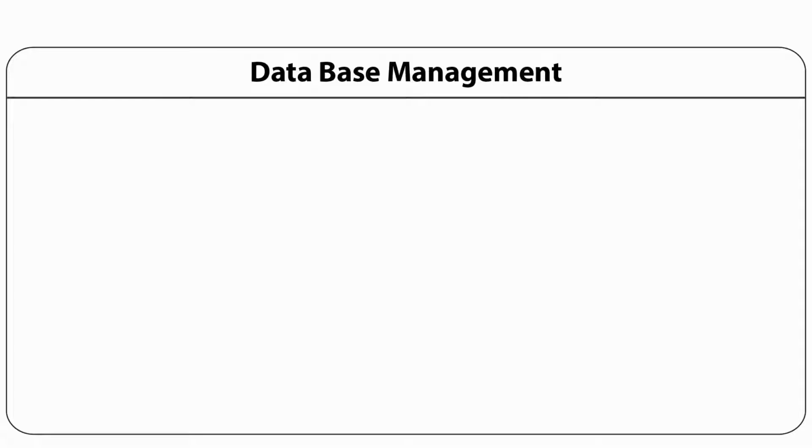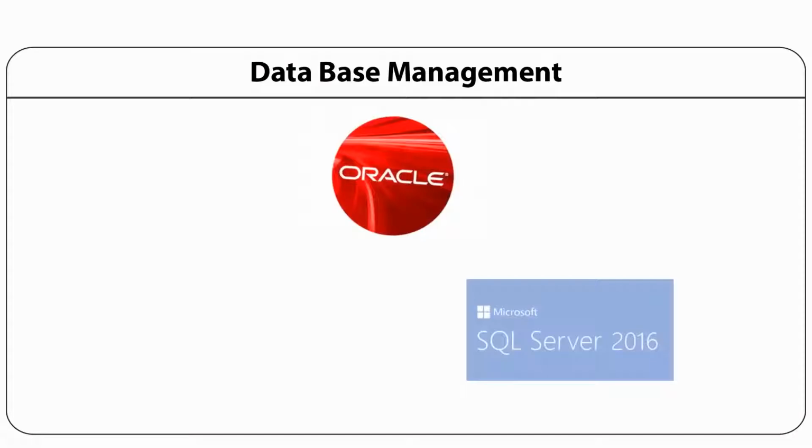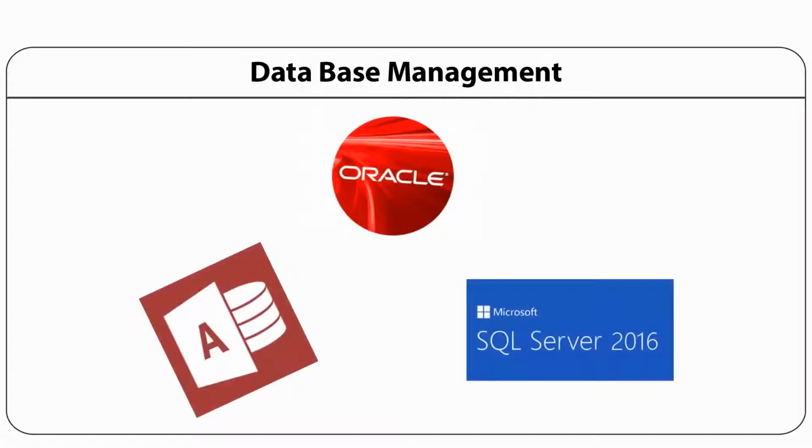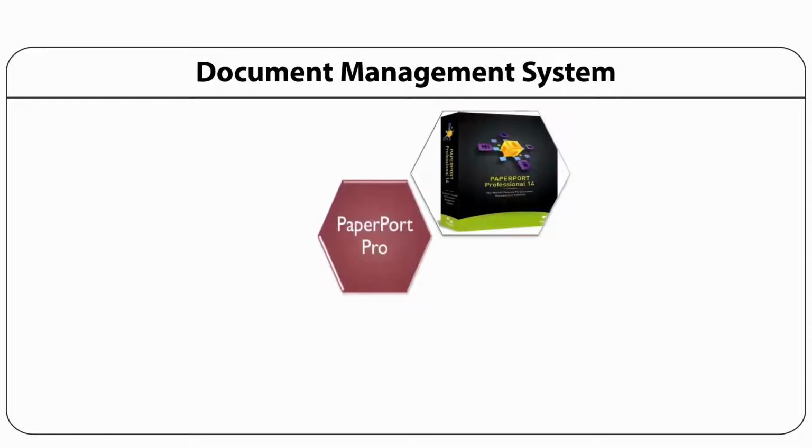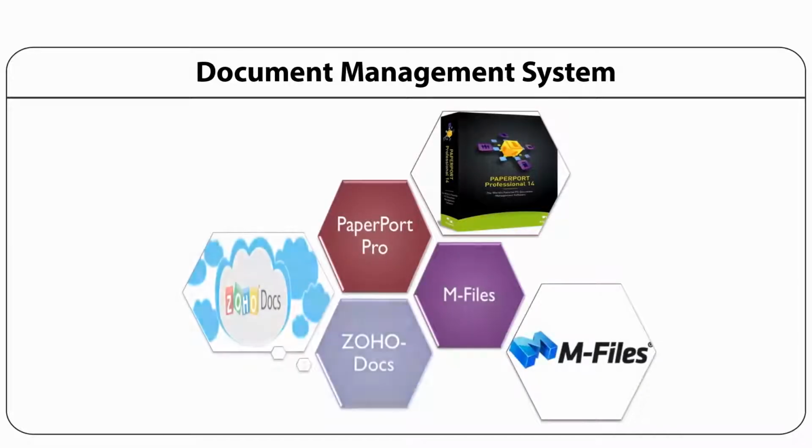The eighth one is database management, that is back-end software. The most commonly used DBMS are Oracle, SQL Server, Access, etc. All the three are relational database management systems. The ninth one is document management system. The most widely used document management systems are Paperport Pro, M-Files, Zoho Docs, etc. Zoho Docs has cloud computing facilities.